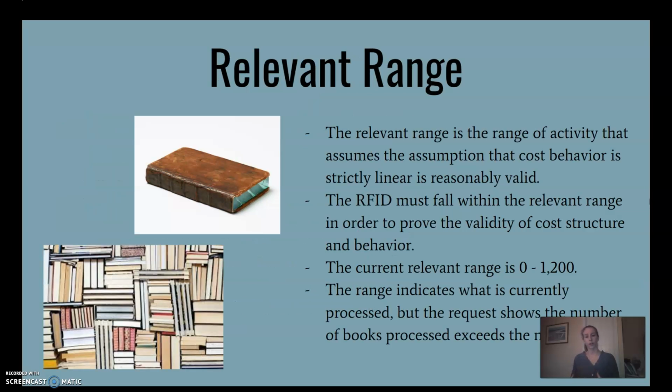The relevant range of the case is defined as the range of activity in which the assumption that cost behavior is strictly linear is reasonably valid. In the case, the RFID must fall within the relevant range in order to prove the validity of the cost structure and behavior. The current relevant range is 0 to 1,200, and this indicates what's currently being processed. However, the request shows the number of books processed exceeds the normal range. So the committee needs to take this into consideration.